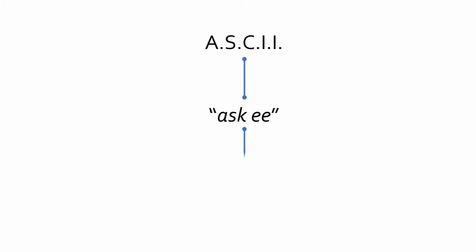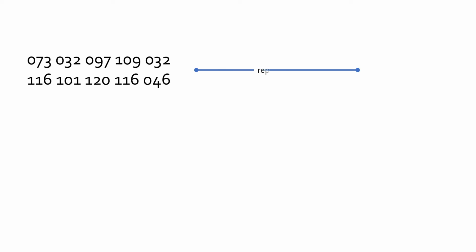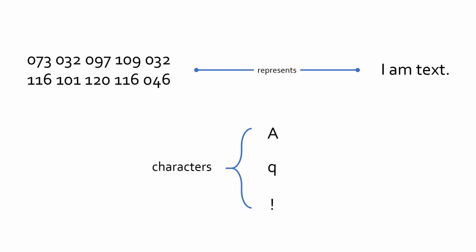ASCII, pronounced ASCII, is the American Standard Code for Information Interchange. Let's look at what that means and how you can use it. ASCII is based on the simple idea of using numbers to represent text. For example, numbers can represent the uppercase letter A, the lowercase letter Q, or the exclamation mark symbol. Collectively, letters, numbers, and symbols are called characters.